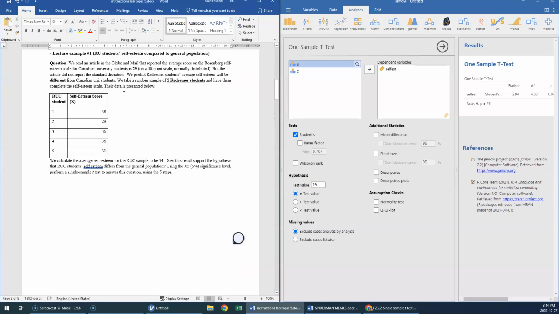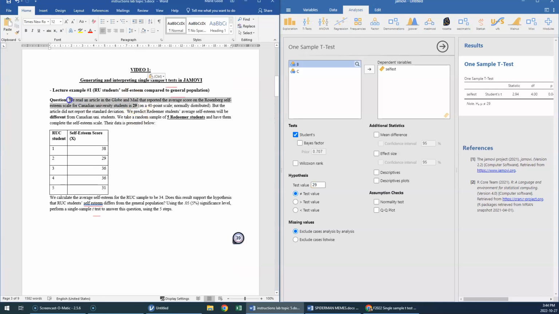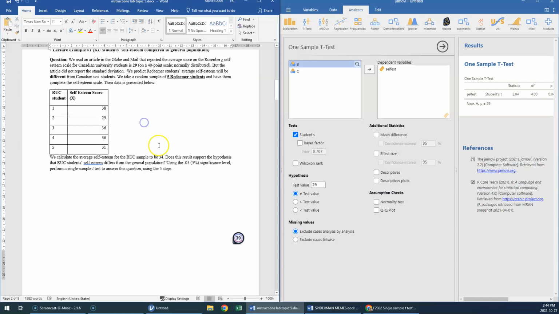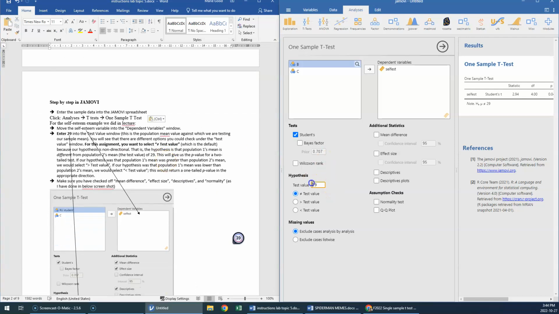And that's because that is the comparison population mean. What we're doing is comparing our sample mean to the mean of this comparison population. So you wouldn't always enter 29 in here. You would only enter 29 if that was your comparison population mean. So whatever your comparison population mean is, that's what you enter in the test value window.